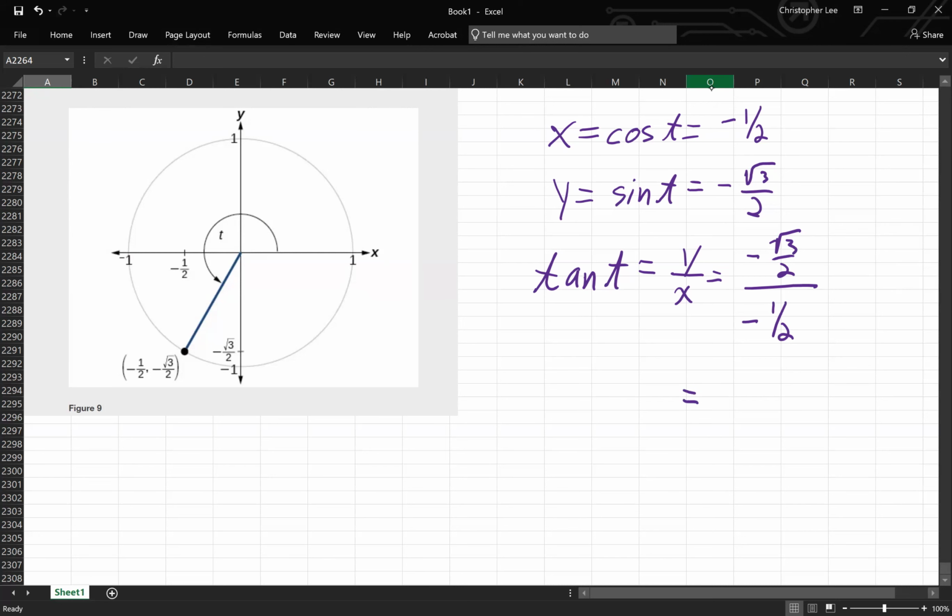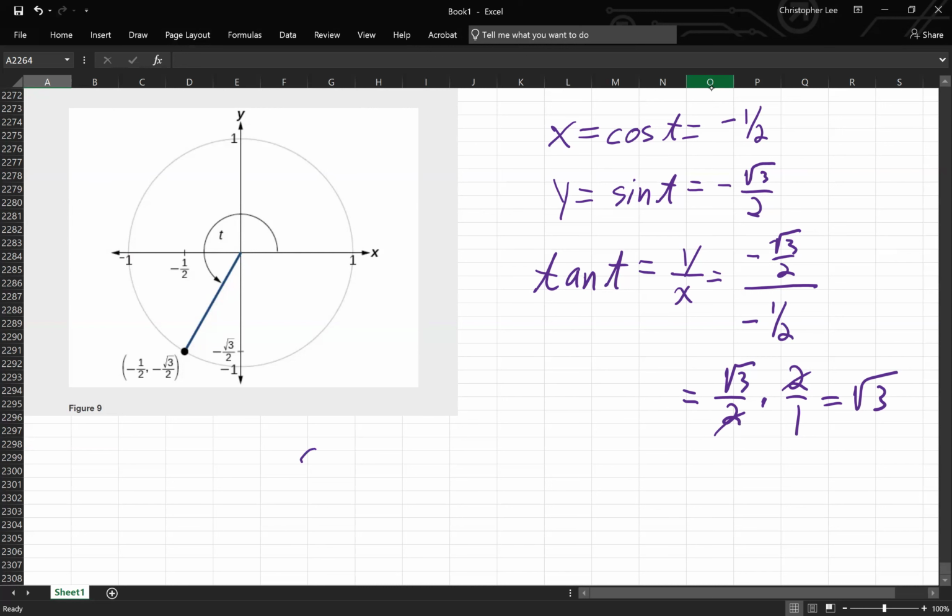All right, so here we go. I got radical 3 over 2 times, keep change flip, 2 over 1. This cancels out. This is just radical 3. Boom. Look at that. I got 3 of them. I didn't even use the graph that much. All right, so let's keep it going.